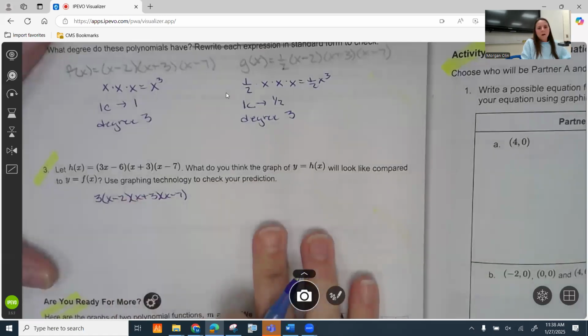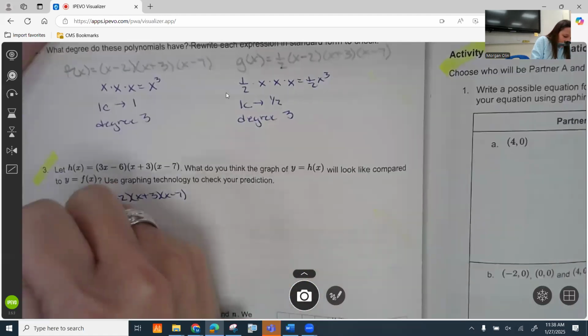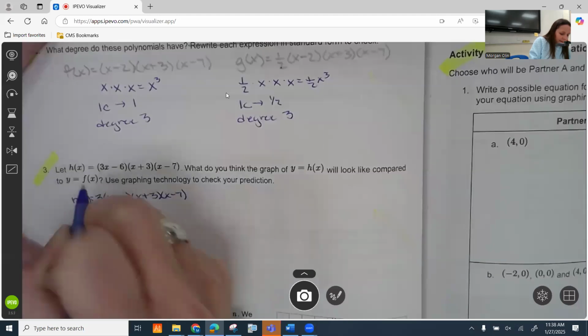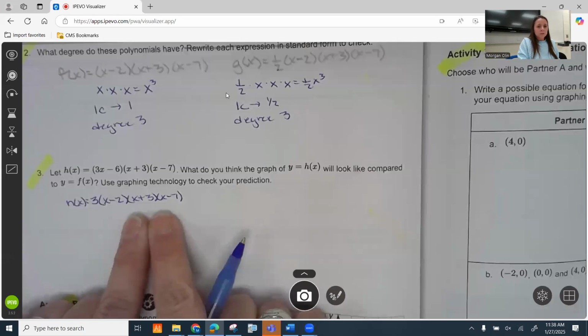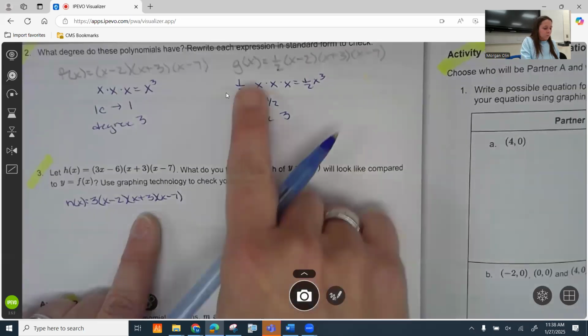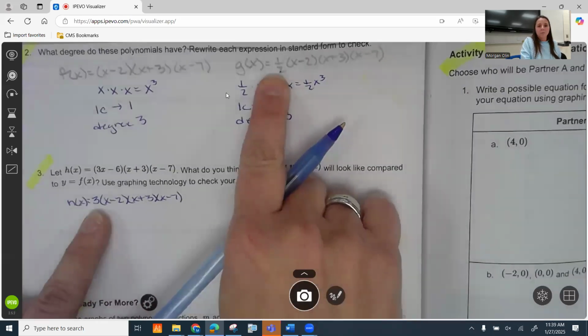Okay, so now let's look at the graph. This looks very similar to our other two. It's still got x minus 2, x plus 3, x minus 7 like the other one, but instead of multiplying by 1/2, we've multiplied by 3.